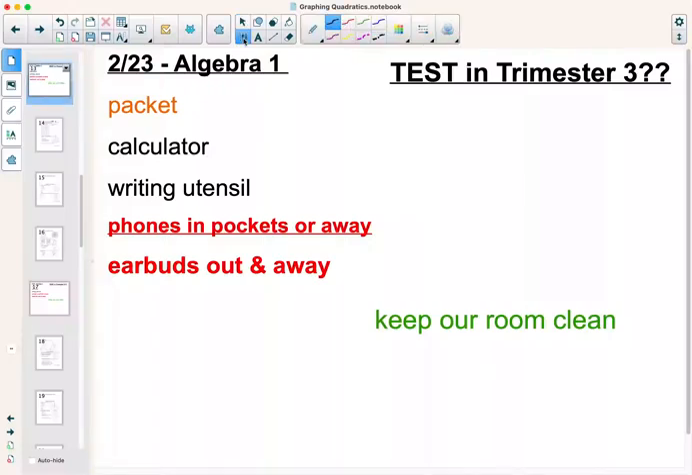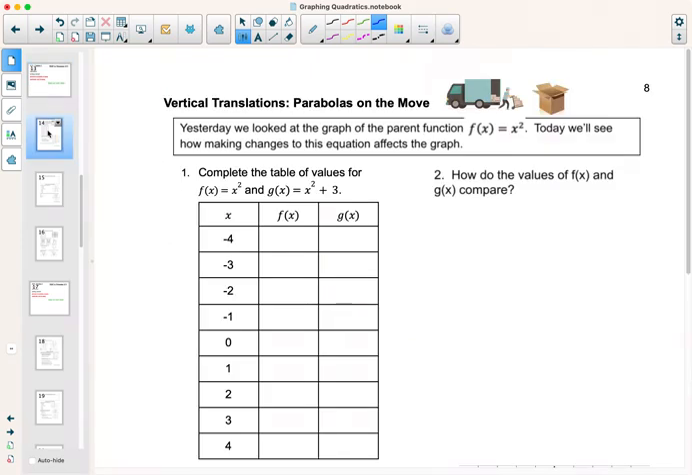All right, class, here we go. Today is the 23rd. Need all this stuff out there, simple as that. Get to page 8. Remember, this is a video. Pause it whenever you want. Rewind it whenever you want.